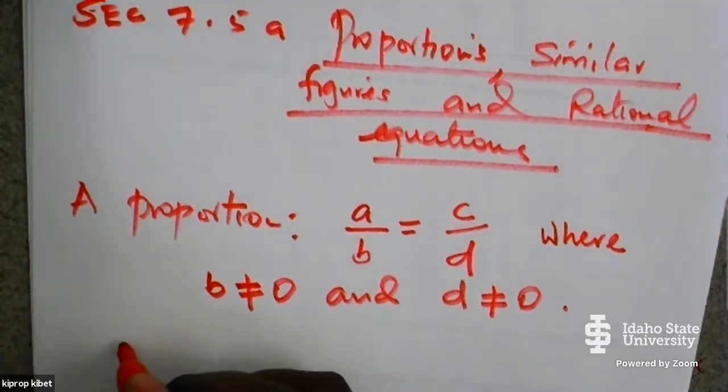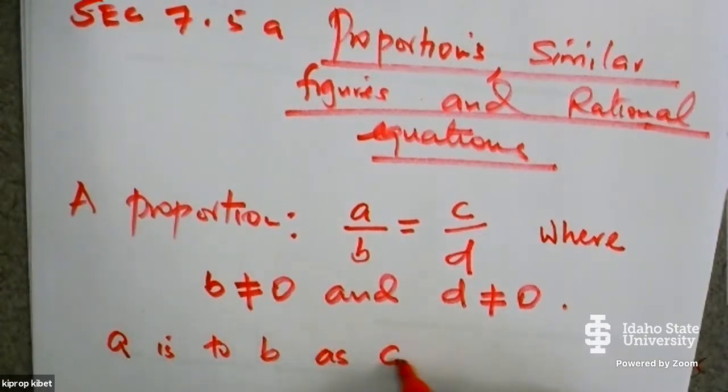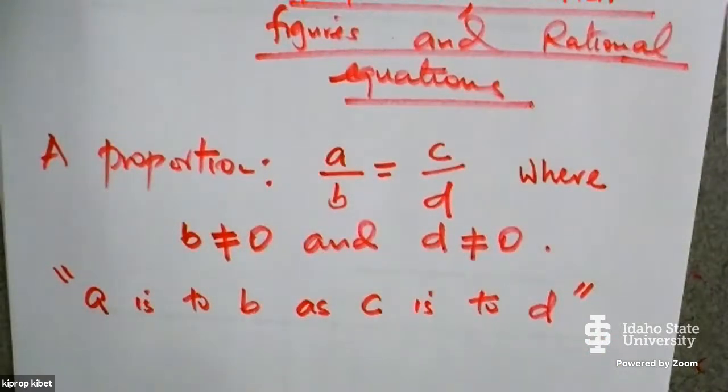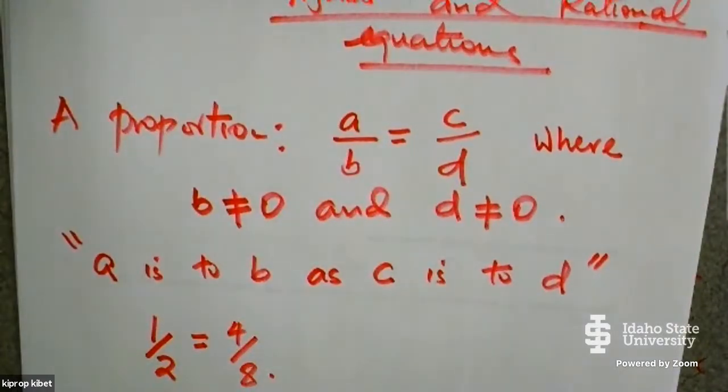We can read this as A is to B as C is to D. For example, 1 over 2 is equal to 4 over 8. So this one is proportional.